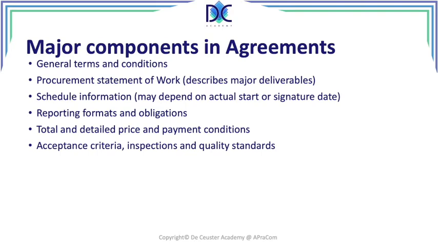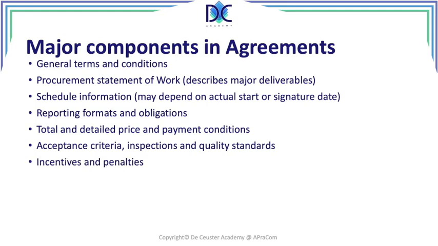Very important, acceptance criteria, inspections and quality standards, what we will have to verify when we receive the goods. Is the three-way inspection that we had. We have to see, can we accept the goods? So do they comply with the criteria? Do we do inspections? And what are the quality standards that we have to look at?